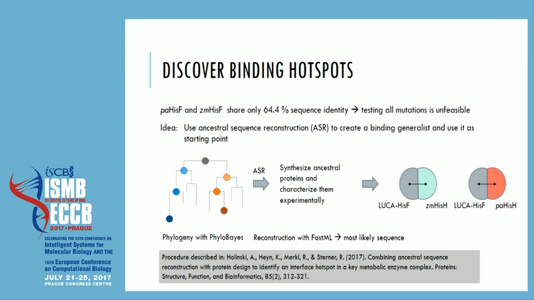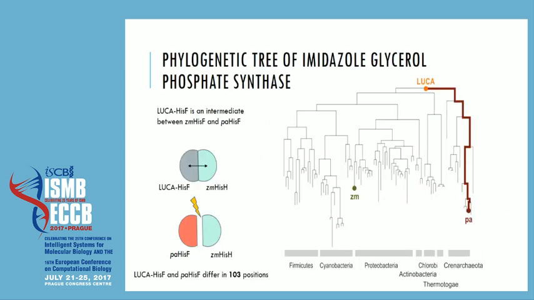For the farthest ancestral node, we got the last universal common ancestor, short LUCA. So this LUCA HisF showed in the wet lab that it is a good binder to ZM HisH and also a good binder to PA HisH. So it is a binding generalist. So here now the real phylogenetic tree for imidazole glycerol-phosphate synthase is shown, and LUCA HisF is like an intermediate between ZM and PA.